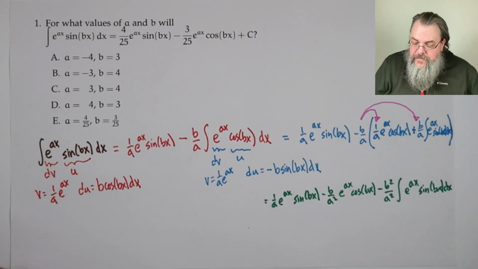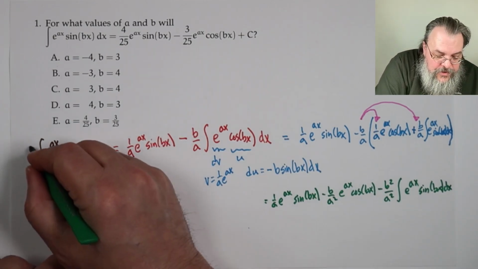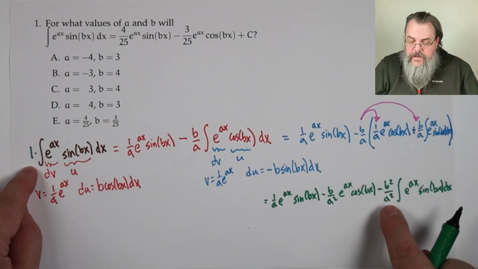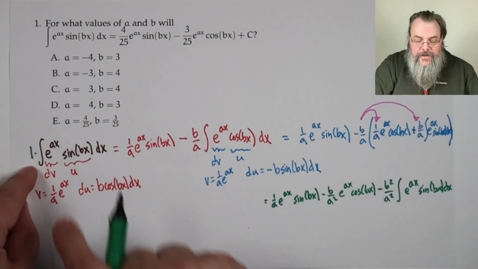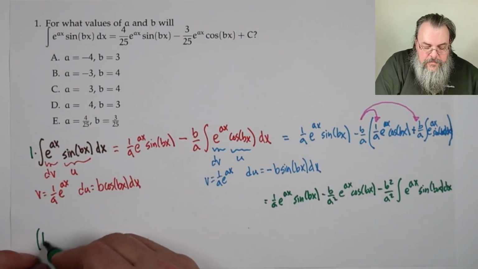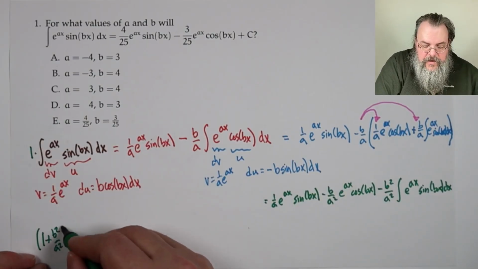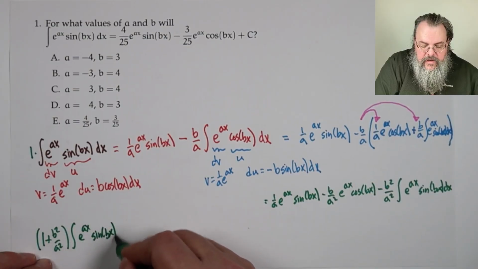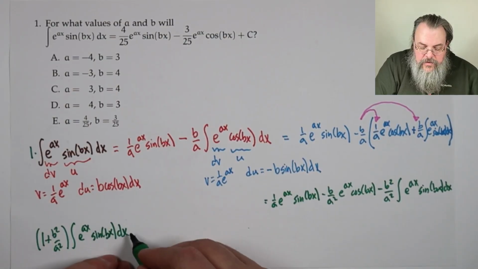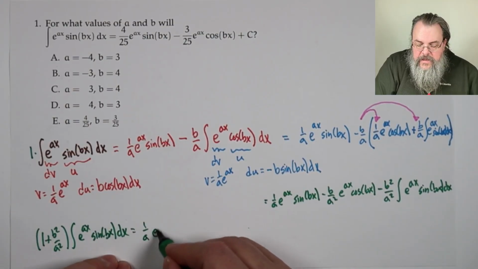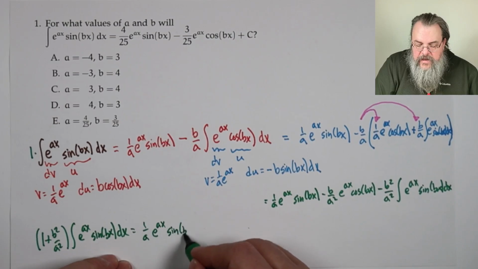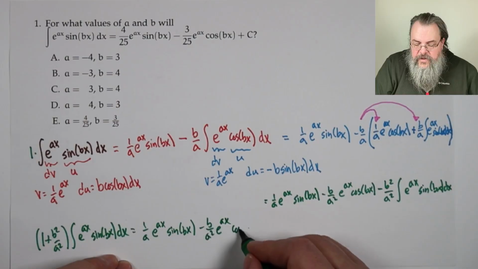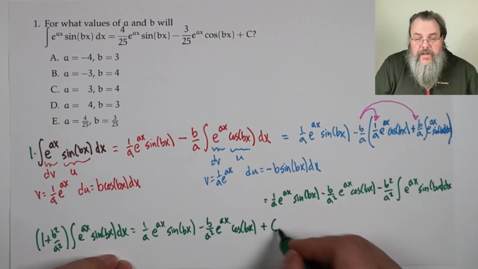And if we do that, we can think of it as there's a coefficient of 1 and a coefficient of b squared over a squared, right? It'll come across as a plus b squared over a squared. So we have that (1 plus b squared over a squared) times the integral of e to the ax sine of bx dx is equal to 1 over a e to the ax sine bx minus b over a squared e to the ax cosine bx, and there will be a plus c.